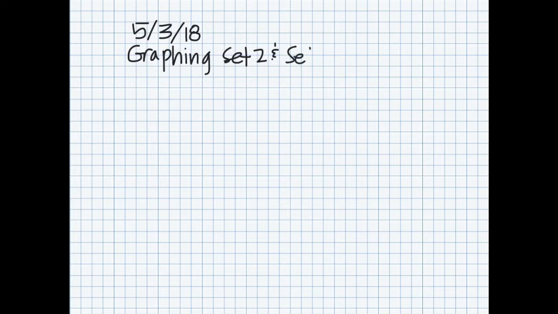So you should have a sheet of graph paper now, and at the top of the graph paper, you are going to want to mark this with the date, which should be somewhere around 5/3/18. And you should also call this graphing set 2 and set 3.